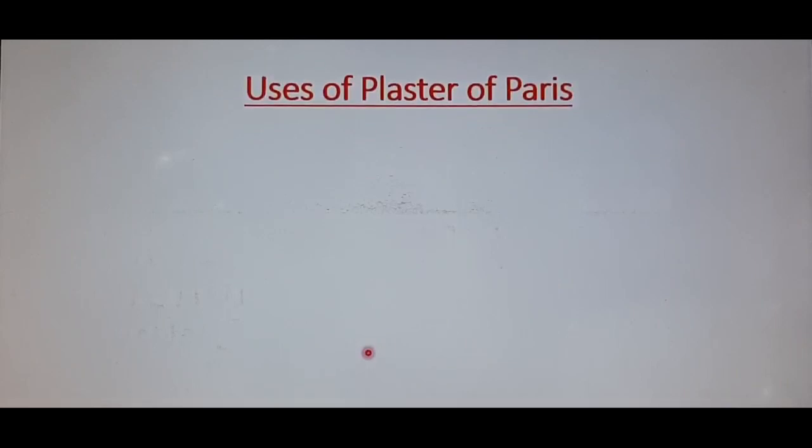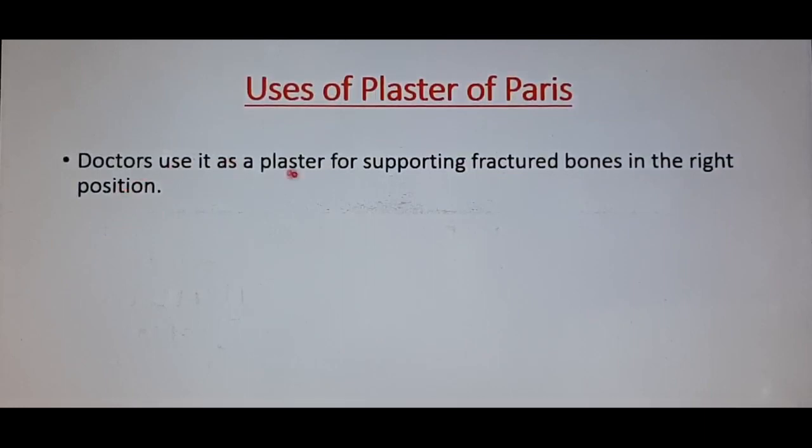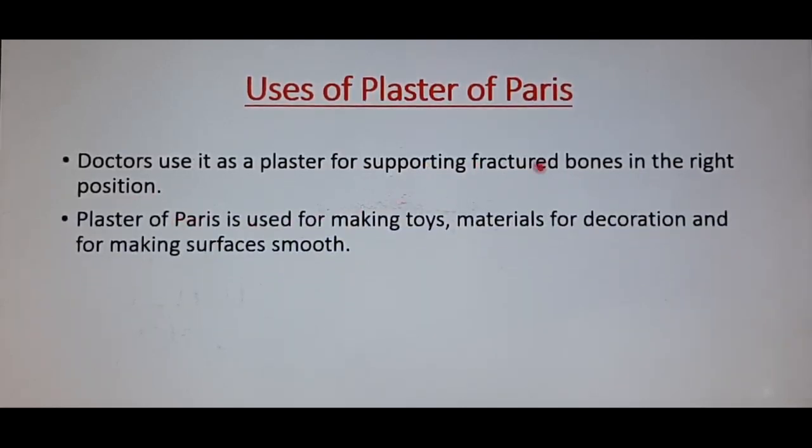Now let's do the usage of plaster of Paris. Doctors use it as a plaster for supporting fractured bone in the right position. It is a very hard substance, so that's why it can be used for this purpose. It is also used for making toys, materials for decoration, and for making surfaces smooth. If you see the ceiling of houses, they are decorated with plaster of Paris. It's very commonly used. So these were a few uses of plaster of Paris.